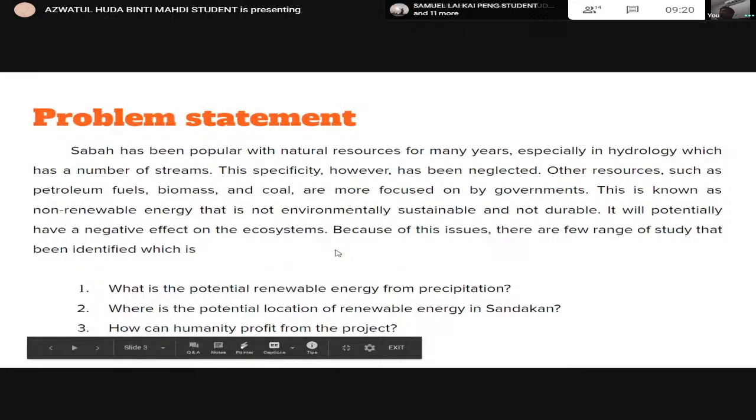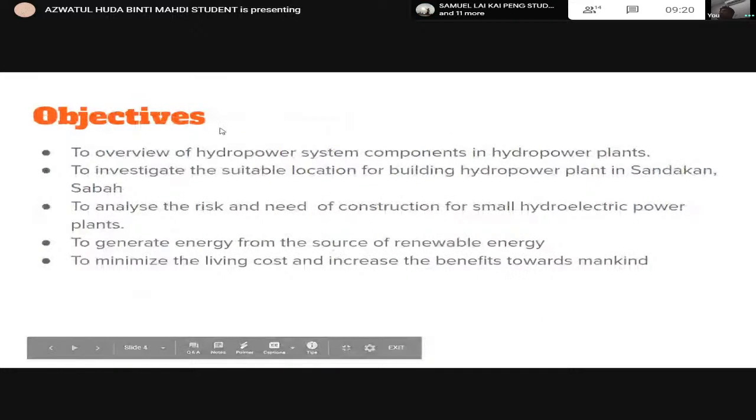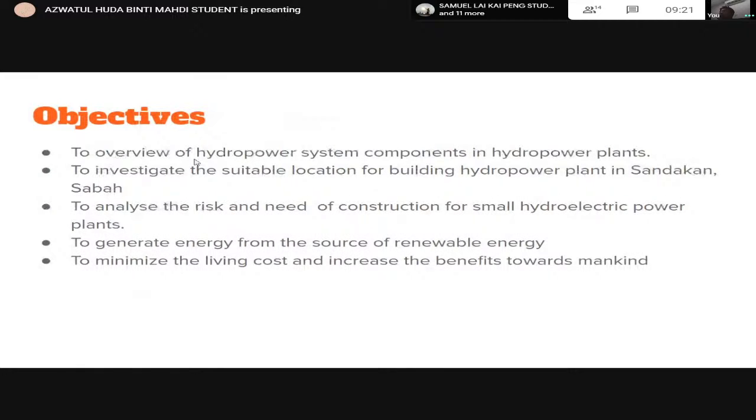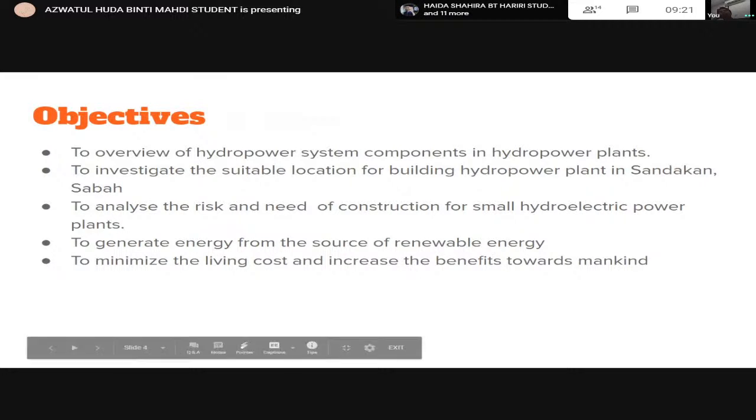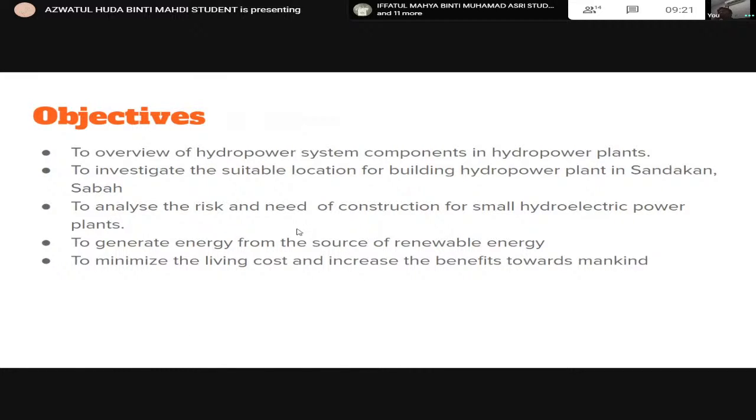Okay, so next, our objective. Firstly, we want an overview of hydropower system components in hydropower plants. Second, to investigate the suitable location for building a hydropower plant in Sandakan, Sabah. To analyze the risks and needs of construction for small hydroelectric power plants, to generate energy from the source of renewable energy, and lastly, to minimize the living cost and increase the benefit towards mankind.